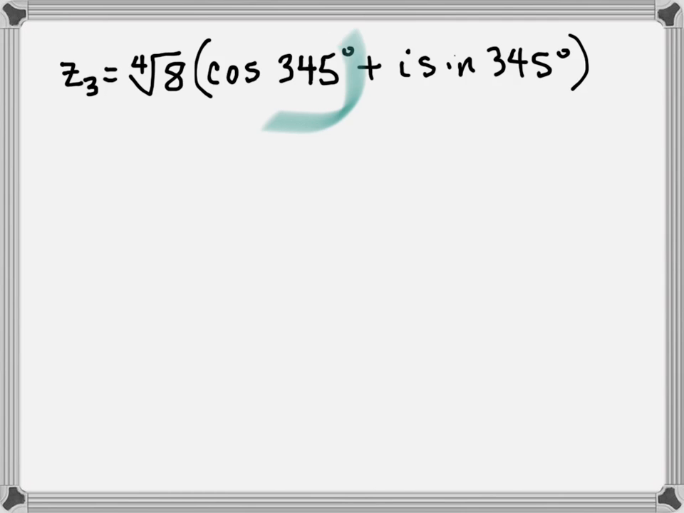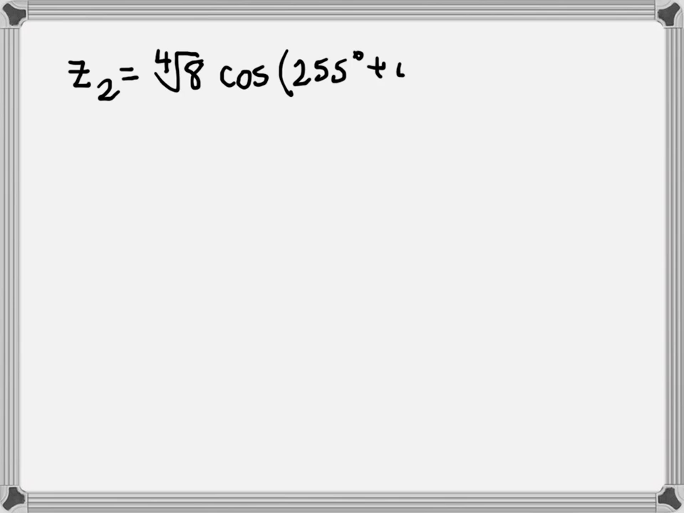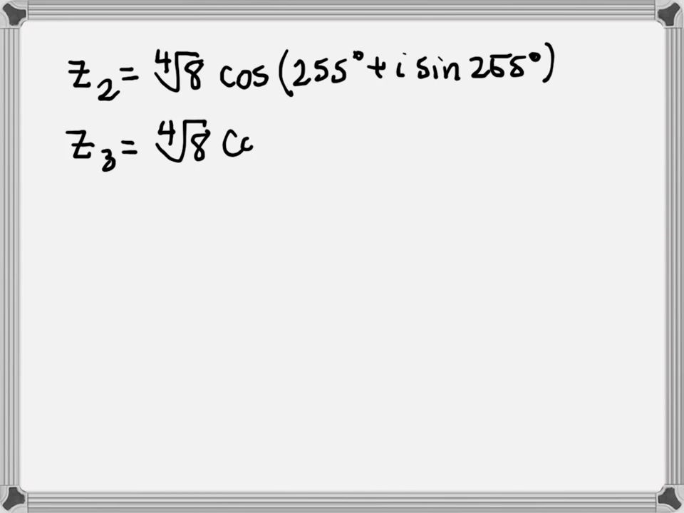So we're going to do z2. It's, again, the 4th root of 8. And then I'm going to have the cosine, and I want the cosine of the same angle, but 90 more. So it was 165, so now it will be 255, plus I sine of 255. And yet again, we can go for the last one, 4th root of 8, and I add 90 degrees again to the 255, making it 345.